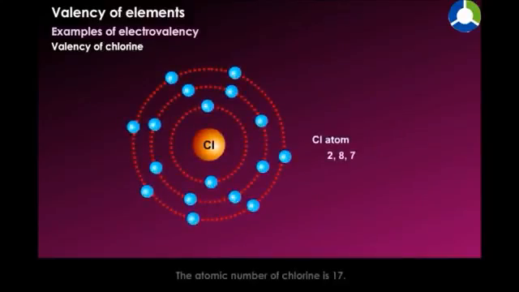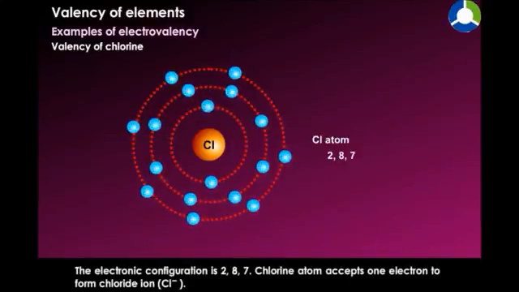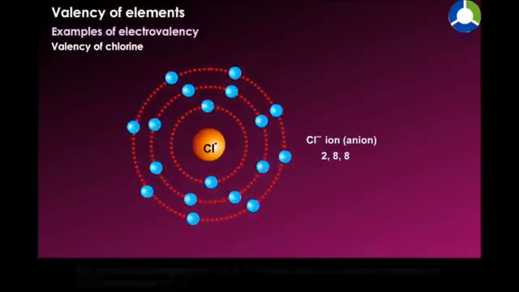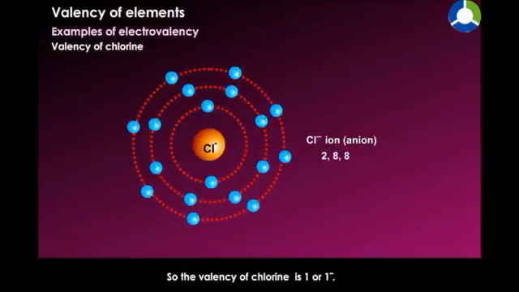Valency of chlorine. The atomic number of chlorine is 17. The electronic configuration is 2, 8, 7. Chlorine atom accepts 1 electron to form chloride ion, Cl-. So, the valency of chlorine is 1 or 1 negative.